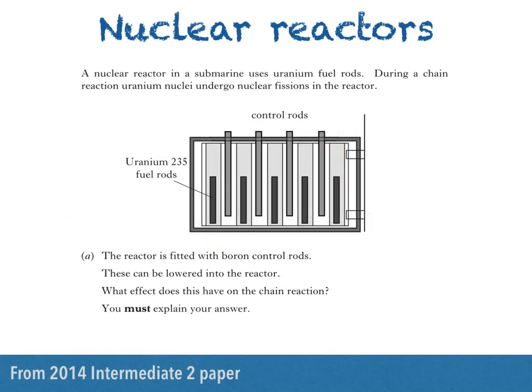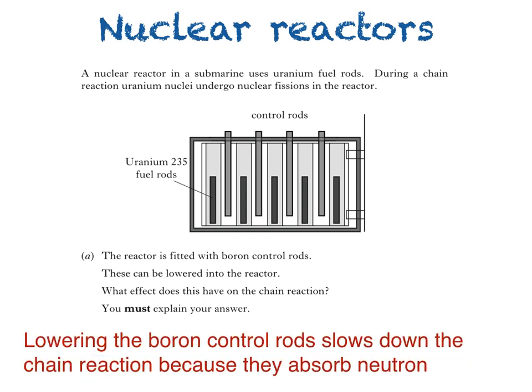Back to the question. Our answer then is that lowering the boron control rods slows down the chain reaction because they absorb neutrons. Now, just remember that if you're asked to explain your answer, then you should at least attempt one, even if you're not sure what the explanation is. In this question, writing the first part of the answer correctly, that lowering the boron control rods slows down the chain reaction, would get you no marks unless you at least attempt an explanation.